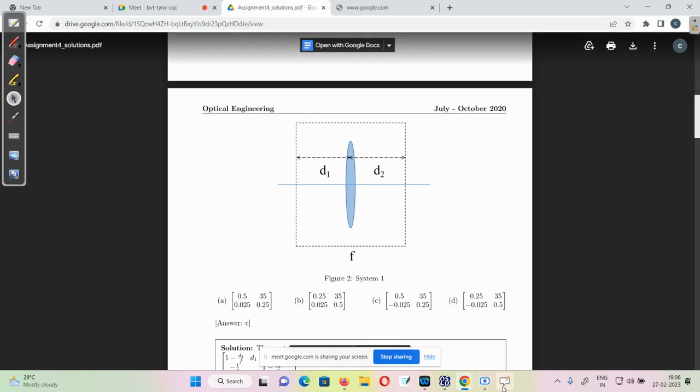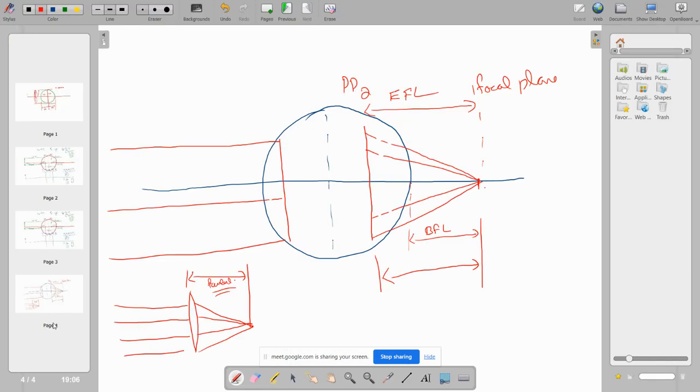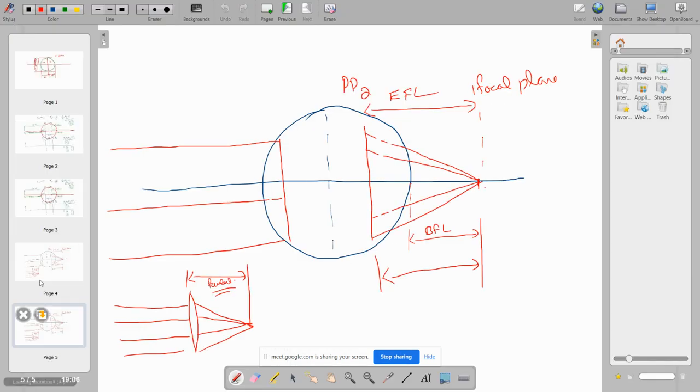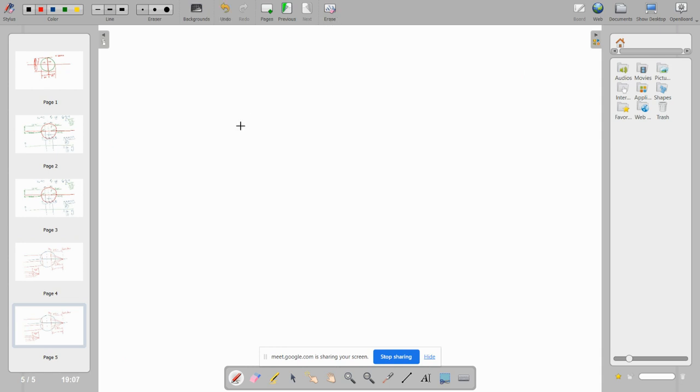So I'm just mentioning the ray tracing matrices. There are three or four ray tracing matrices you have to understand. One is like free space, the ray tracing matrix for free space.